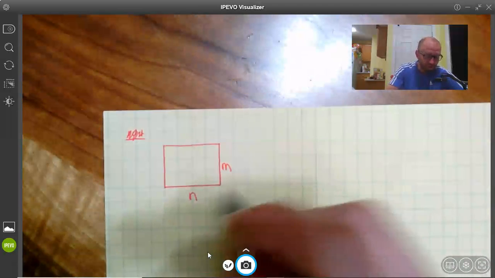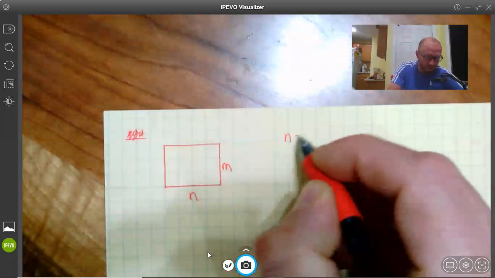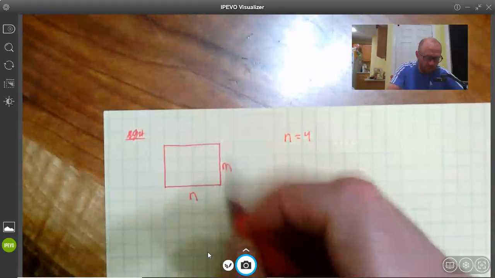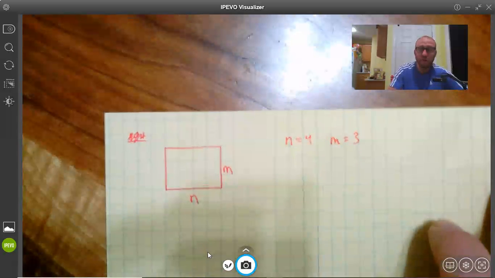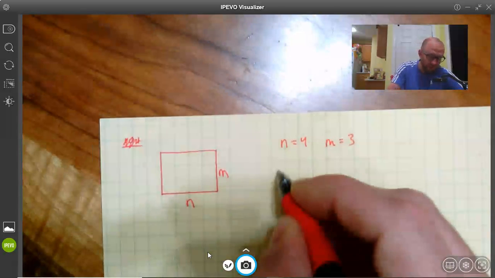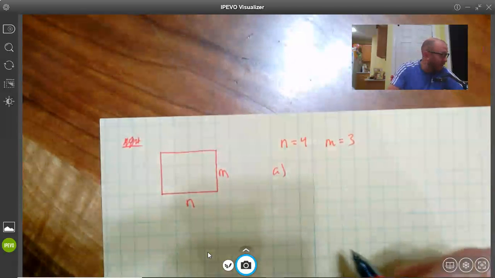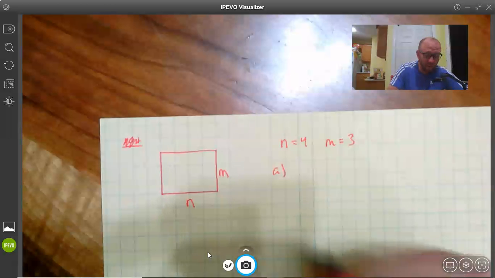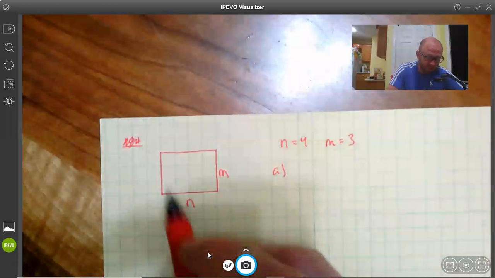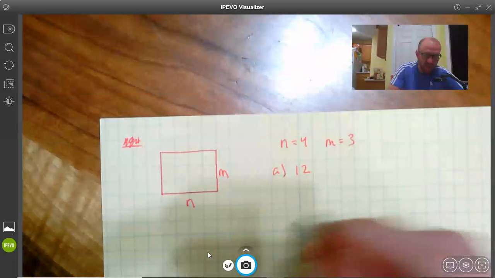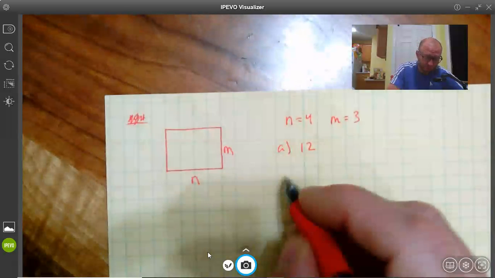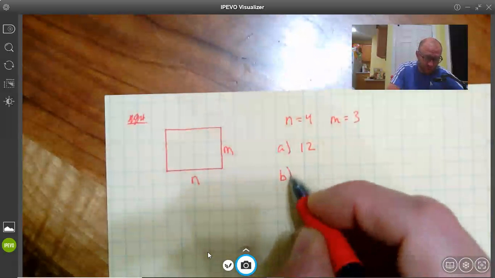Let's start with this one. We've got n is 4 and m is 3. The first thing we're trying to figure out is A, the total number of squares. Well, that's pretty easy. It's 1, 2, 3 by 4. 3 times 4 is 12.